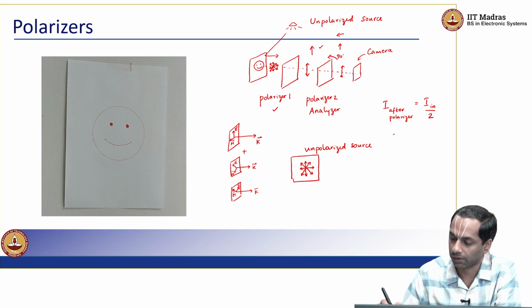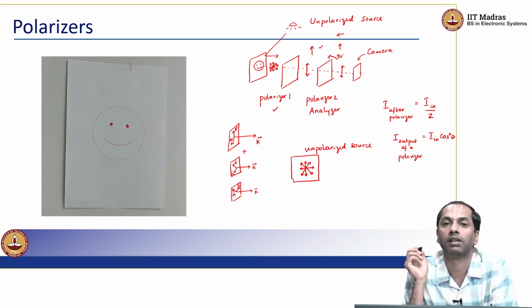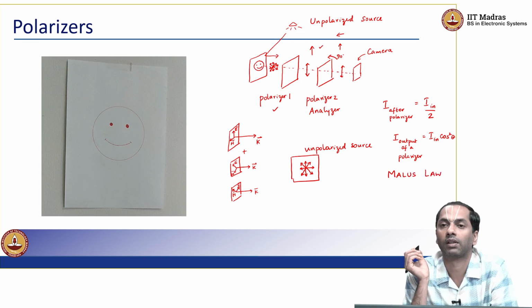I can also tell you that the I output of a polarizer is I input cos square theta. There is also a name for this, it is called the Malus law. So, there is a cosine square dependence to the output intensity.